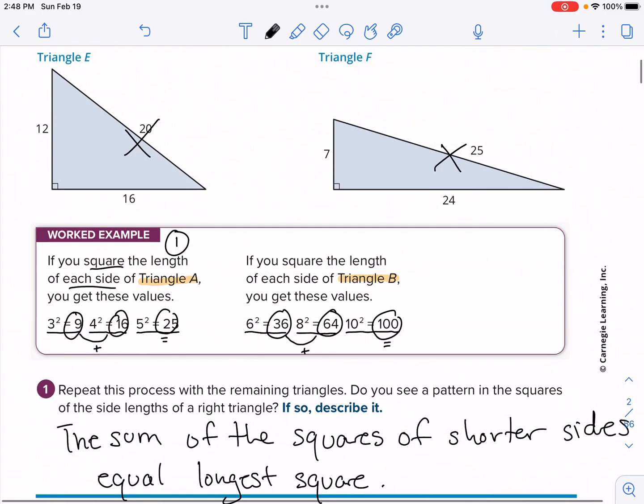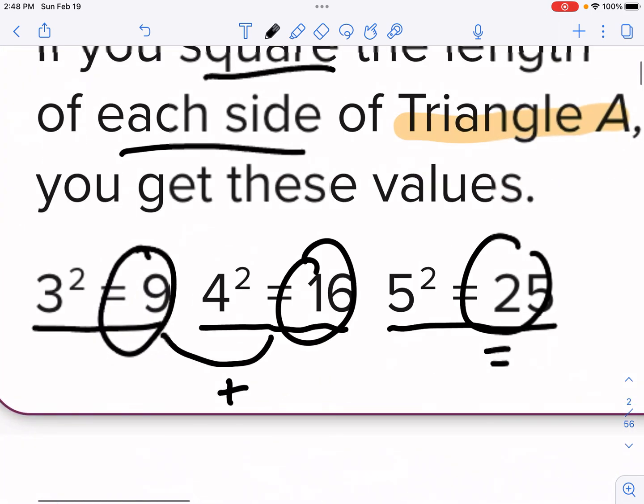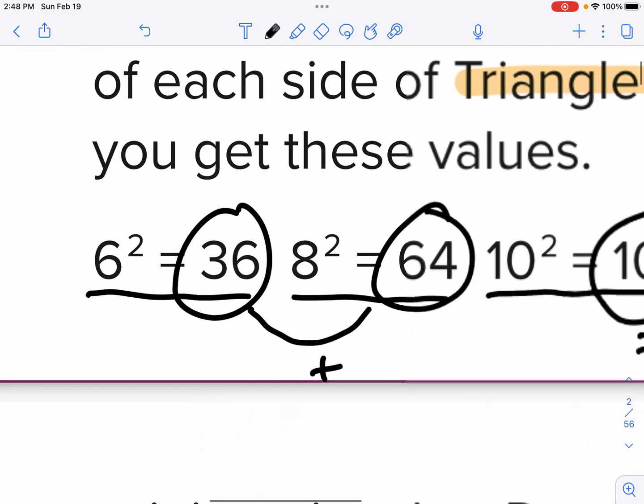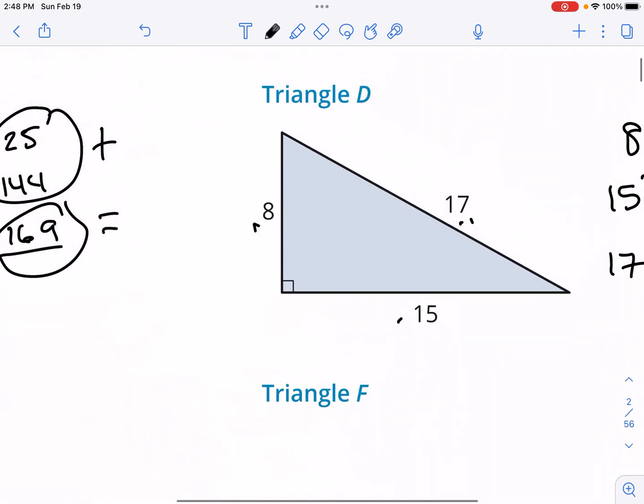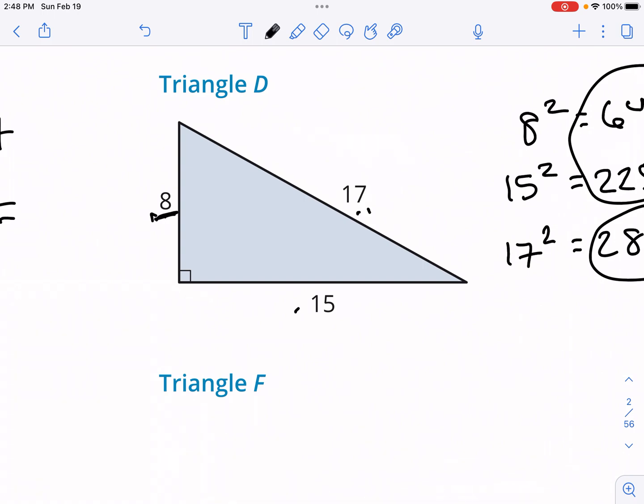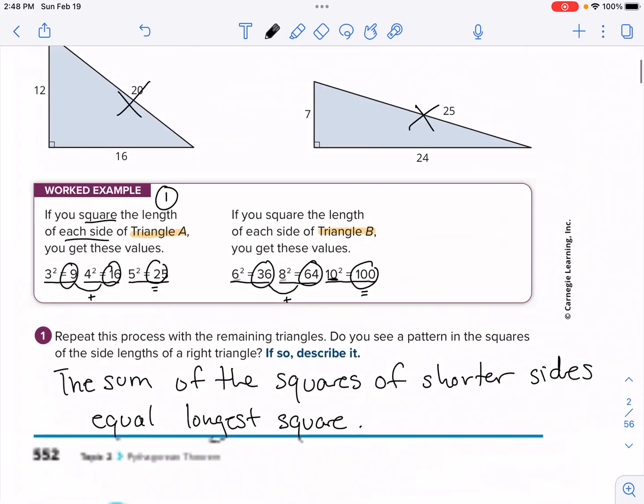So meaning, if we look at our first one, 3 and 4, that's equal to 7. That's bigger than 5. 6 plus 8, that's 14. That's bigger than 10. And then we'll do one more. 8 plus 15, that's 23, and that is bigger than 17. So just if you add them, it's bigger.